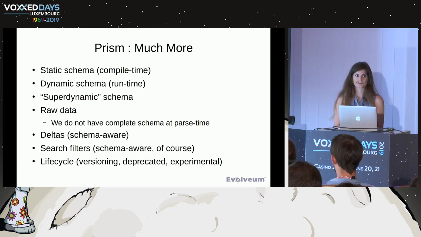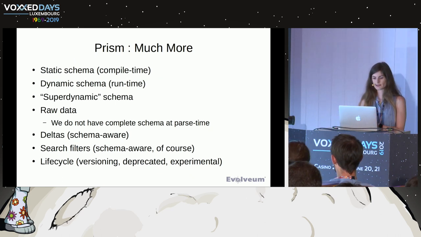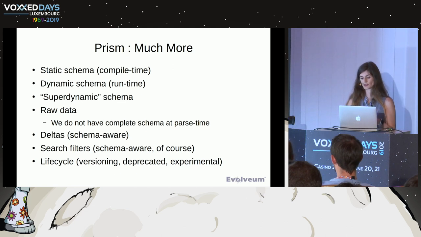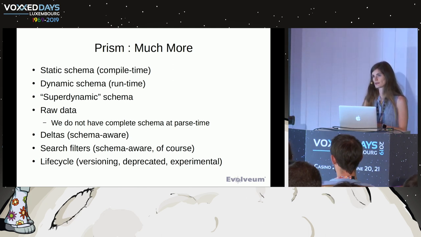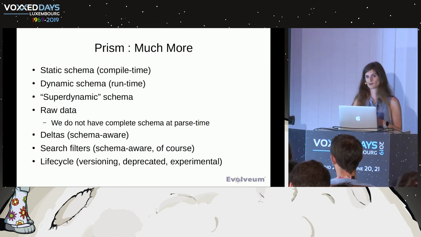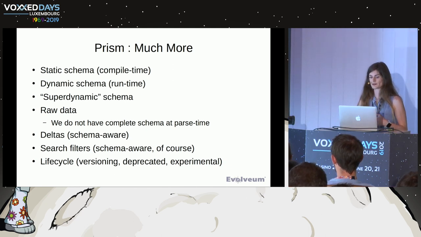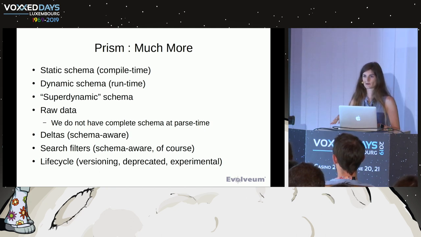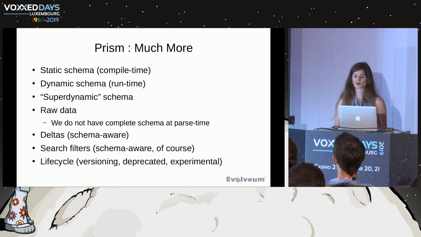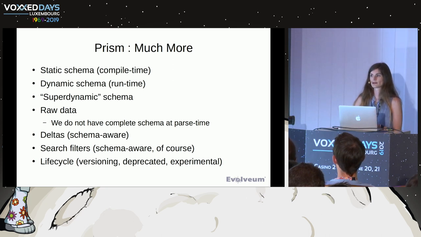Prism, or our structures, supports not only the static schema. What is the static schema? It is a schema which is built into midPoint. It's our common model, which is used across the whole product and everywhere. This is the schema which we have at compile time.